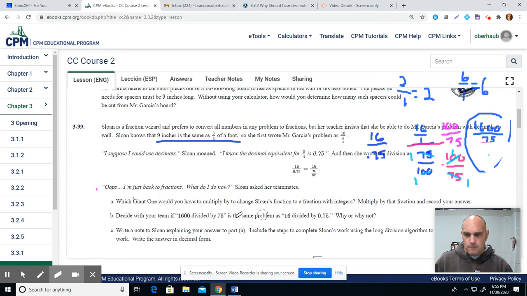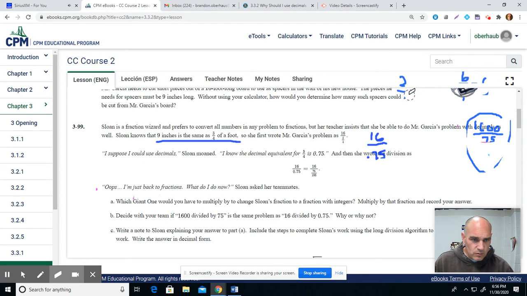So there's A. B, decide with your team if 1600 divided by 75, that's our answer over here, is the same as 16 divided by 0.75. All right, so let me clear up the stuff here. So here's what they want to know. Get rid of all this stuff that's kind of in our way. So what they're asking is this thing that we started with, that 16 divided by 0.75, is that equivalent to 1,600 over 75?